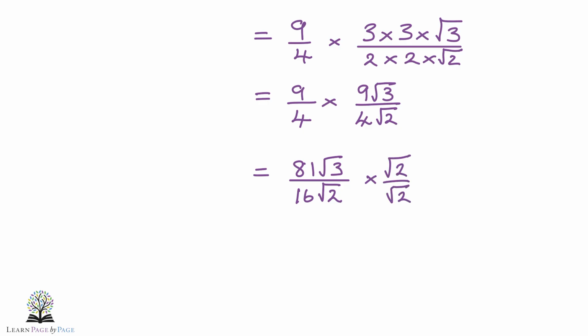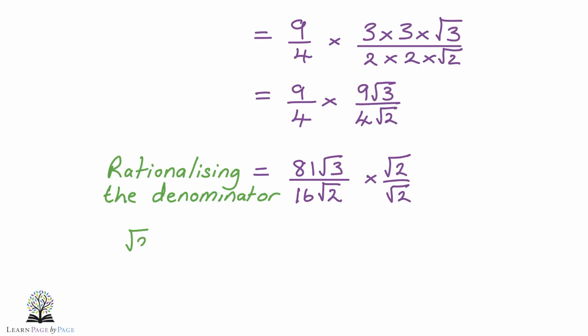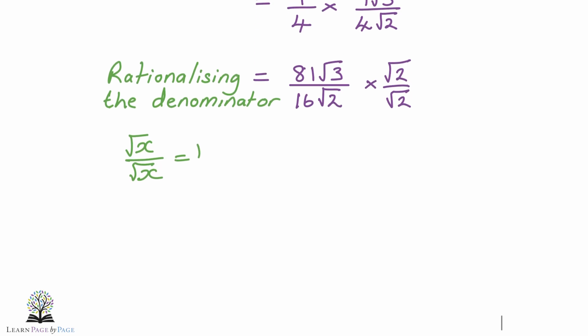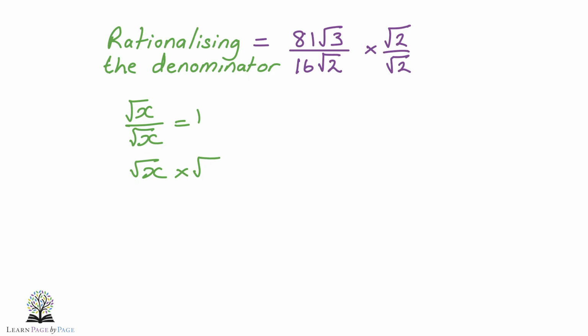Anyone that doesn't know this, we call it rationalising the denominator, and it's just a way of eliminating the square root from the denominator. Obviously root x over root x equals 1, and then if we multiply root x by root x, we're going to get x. So on our question here, we can get rid of this root 2.